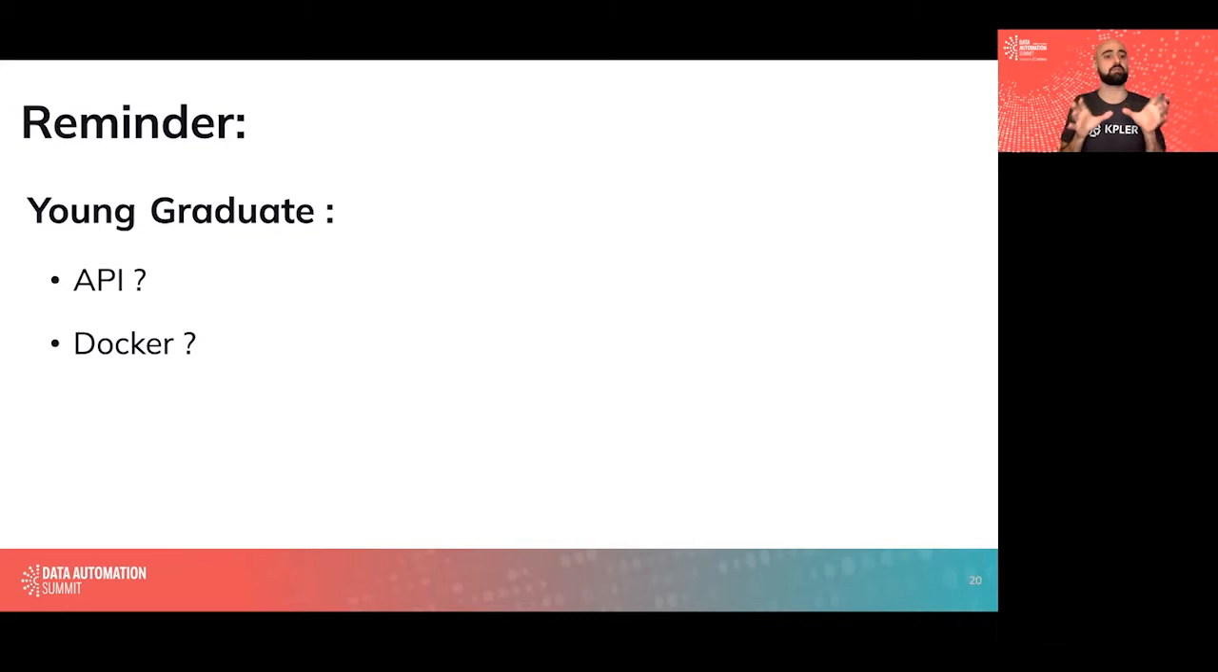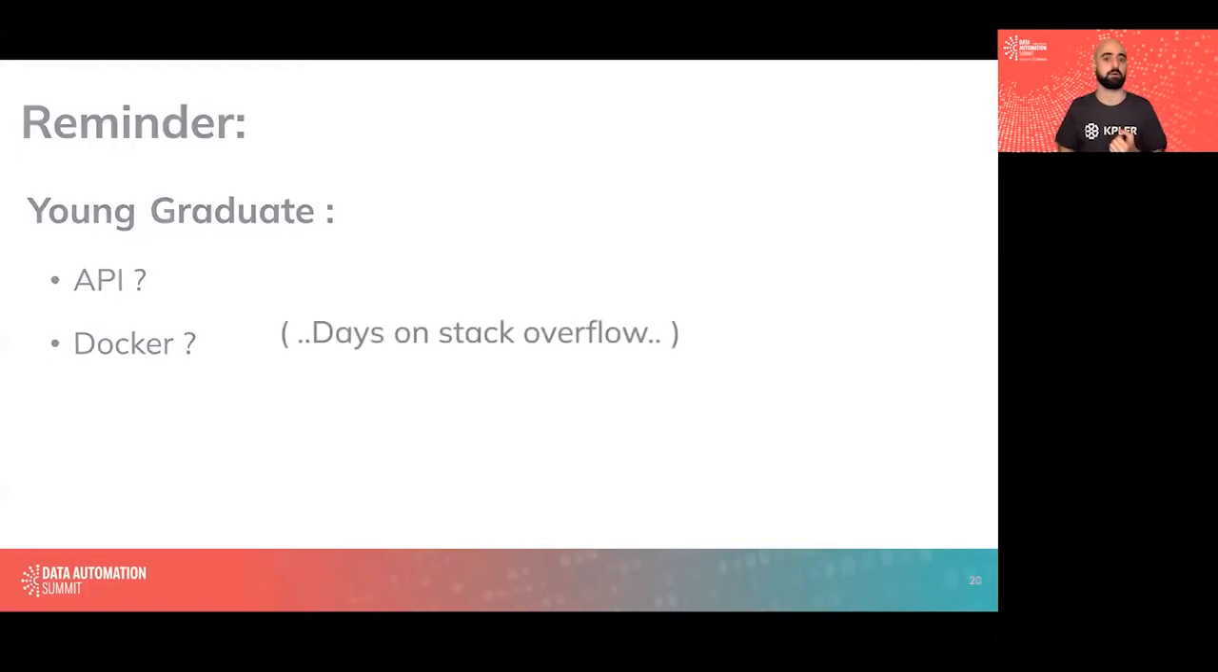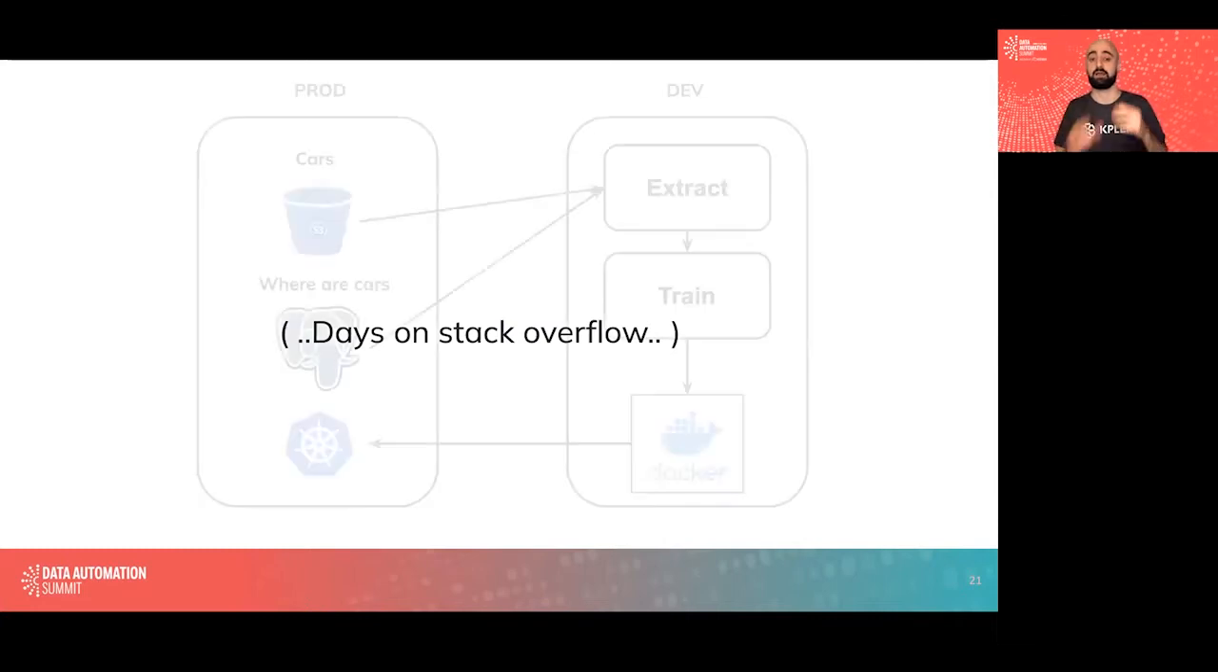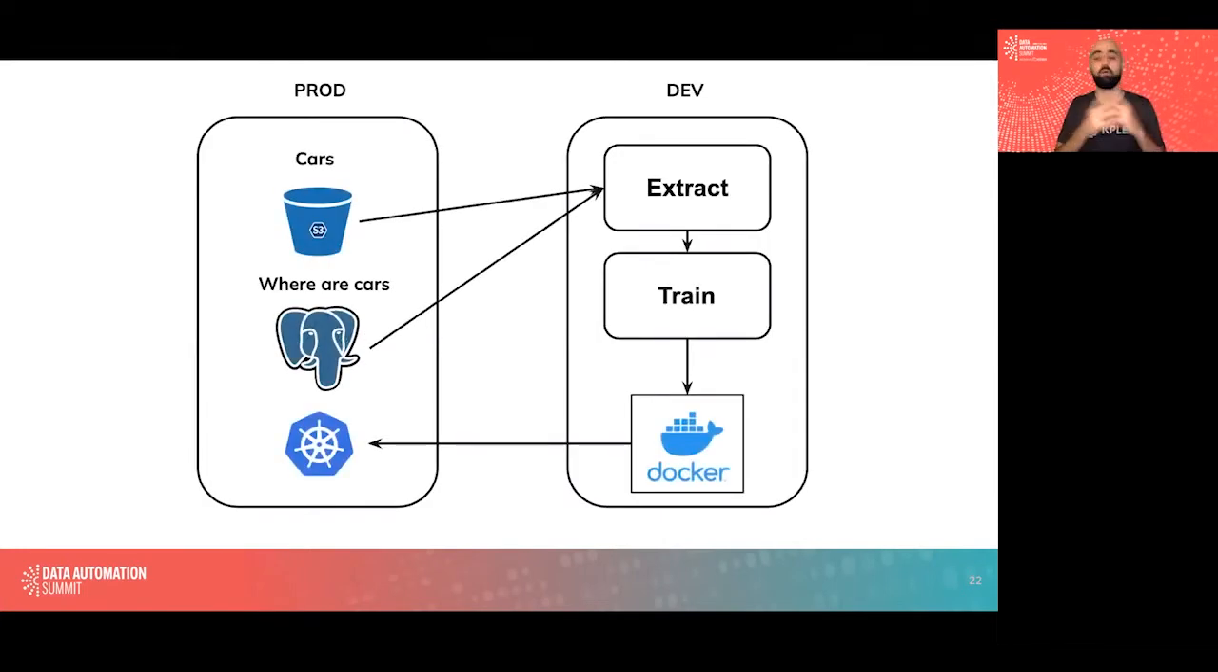At the development level, the young graduate does not know how to implement either the API or the Docker. So somehow he needs to learn it, or at least what is expectable to happen is that he's going to spend days on Stack Overflow. And after days on Stack Overflow, hopefully he's going to arrive at a configuration like this. So he is expected to develop a Docker image and put the Docker manually inside the production system.